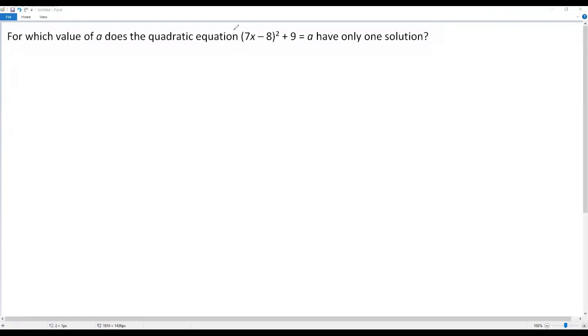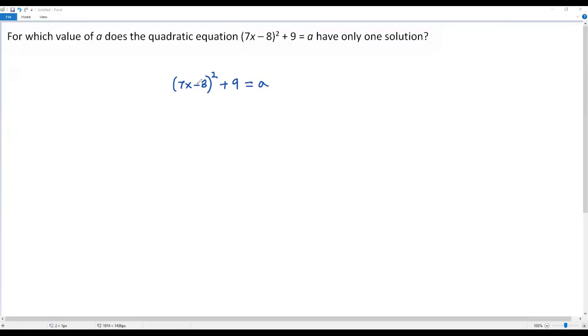Here we have an SAT math problem. Okay, let's go to the question. For which value of a does the quadratic equation (7x − 8)² + 9 = a have only one solution? Let me take the quadratic equation as it is: (7x − 8)² + 9 = a.